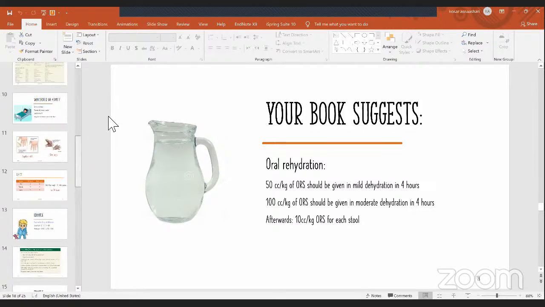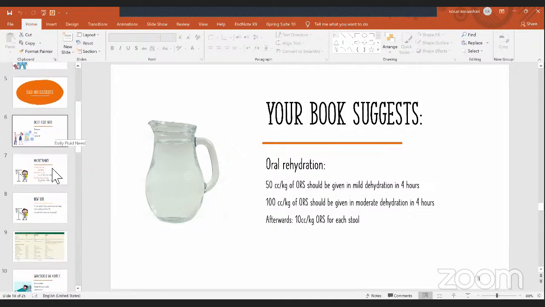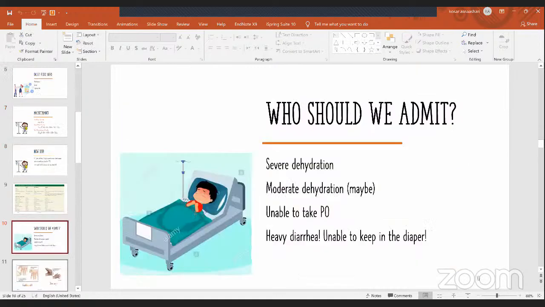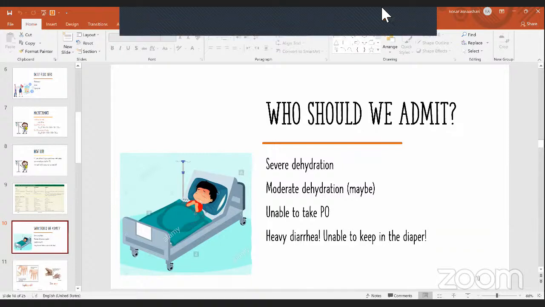Okay? And I don't know if I told you this before, what patients we should admit. If I have, I will emphasize it again. There are certain patients that we try to admit in cases of diarrhea, okay? You always admit the patients with severe dehydration. It means that you should admit him and you should start serum therapy or IV therapy, okay? The patients who are unable to take PO, to drink fluid, to eat, these patients should also be admitted. And the patients who have heavy diarrhea, as much as it cannot be kept in the diaper, okay?